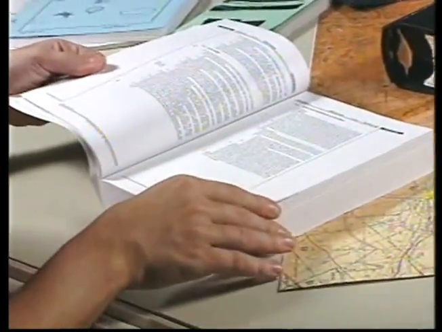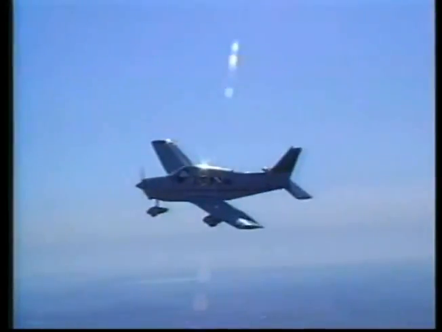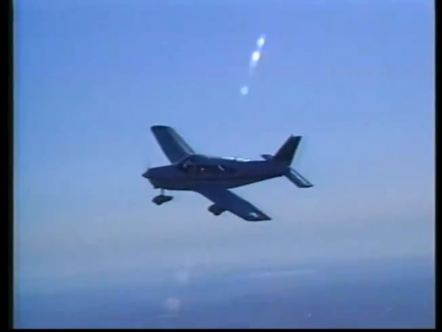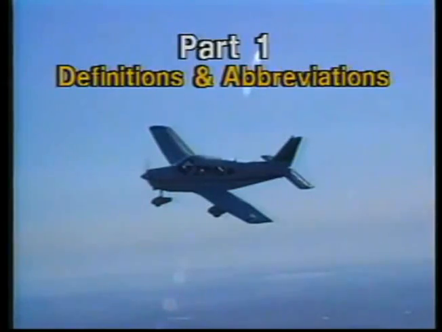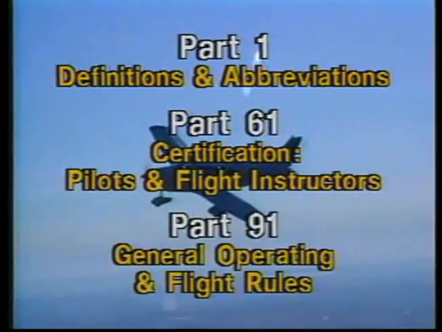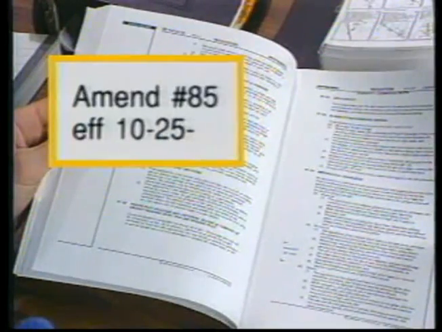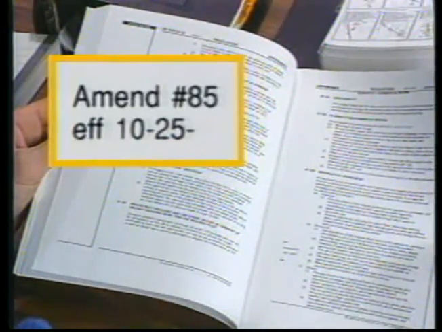Let's begin with one which contains specific information, the Federal Aviation Regulations. A few of the areas you should be familiar with are Part 1, Definitions and Abbreviations. Part 61, Certification of Pilots and Flight Instructors. And Part 91, General Operating and Flight Rules. Due to the ongoing changes in the FARs, it's important that you have access to current editions and review them periodically.